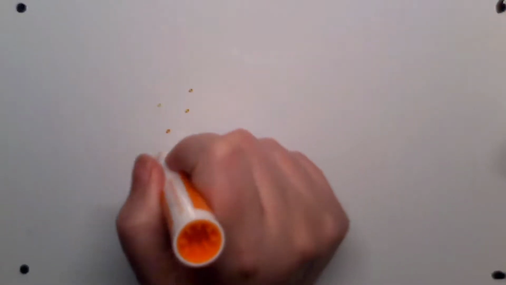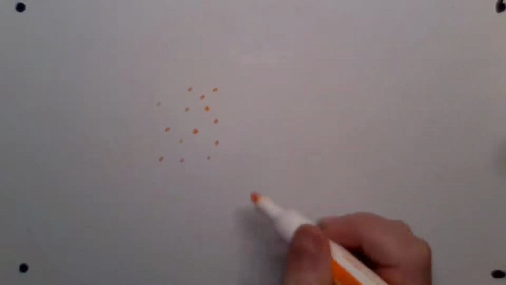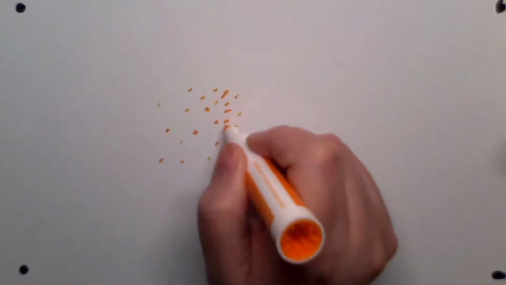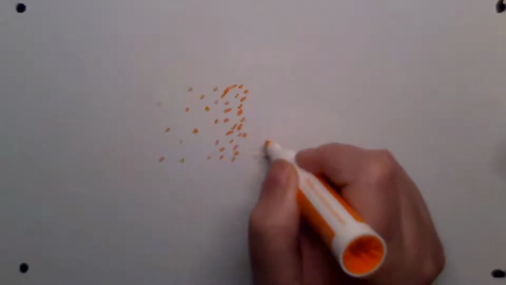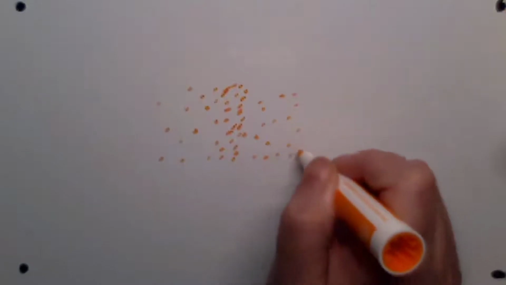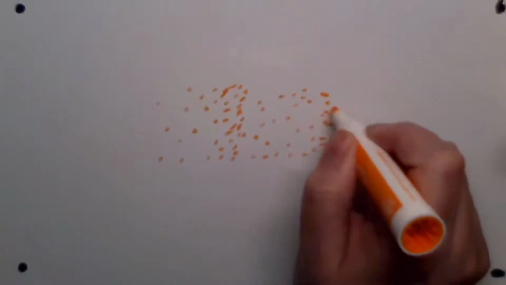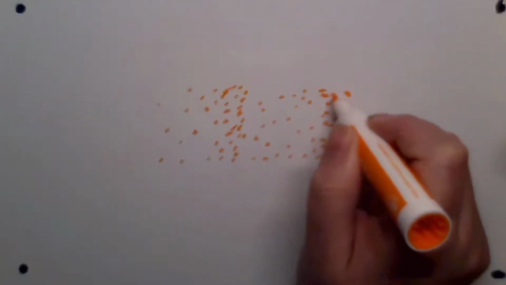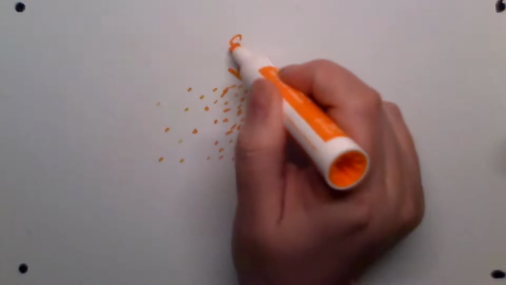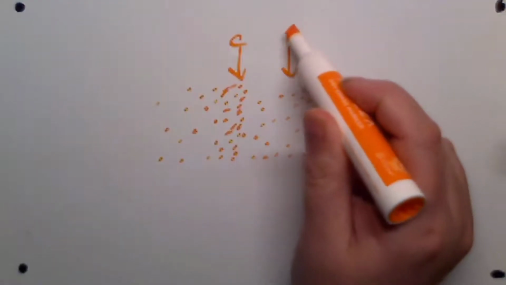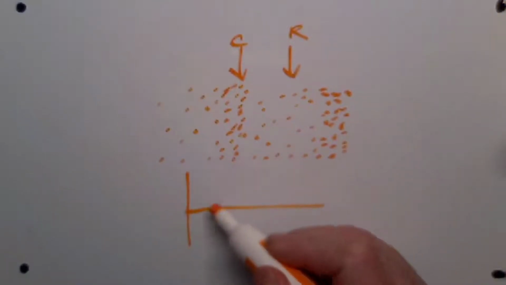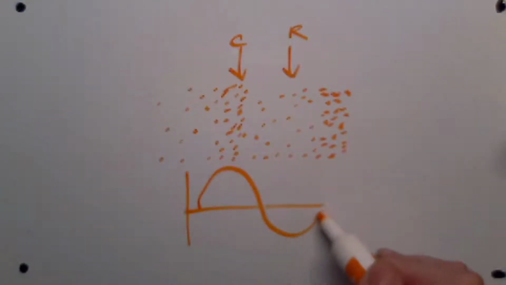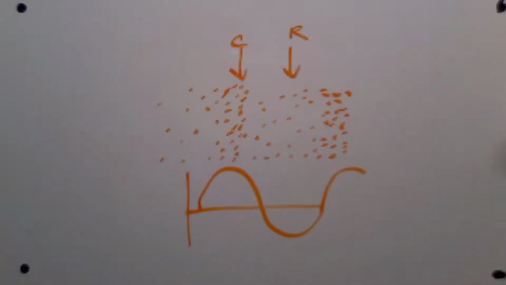So you have your particles hanging out, and as that sound wave comes through, it's going to smush those particles really, really close together. And then the sound wave will pass through, and there will be some stretching out of those particles, and then they get really compressed together again. So what we have is a compression and a rarefaction. And so then if we were to graph this, we'd have our compression and our rarefaction, and then our compression again.